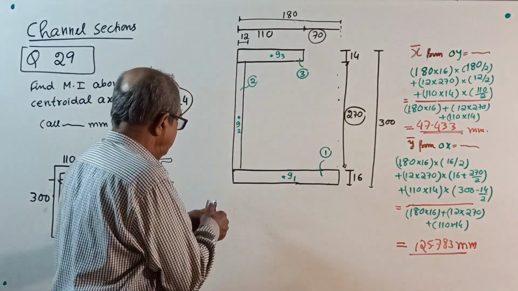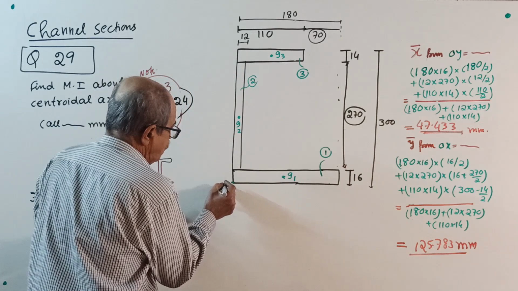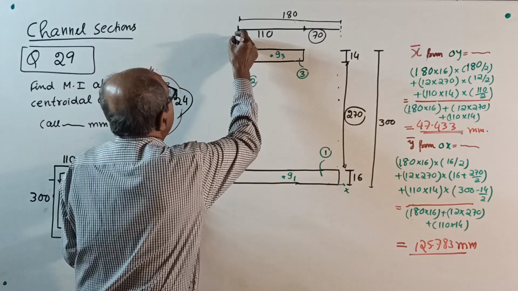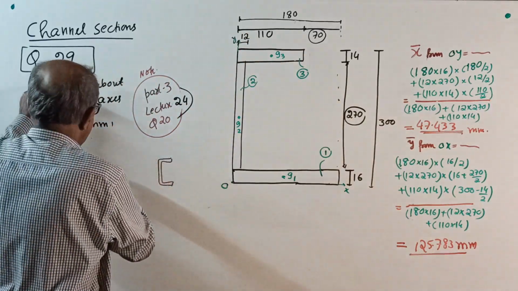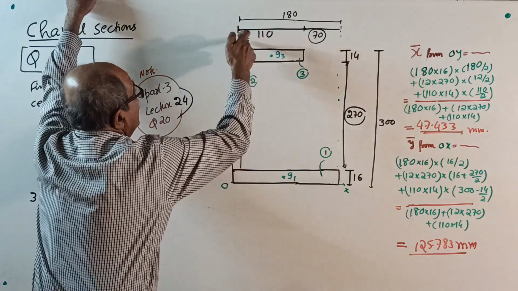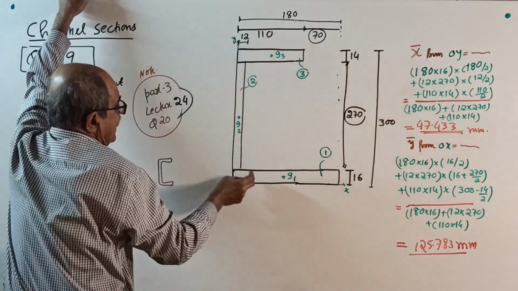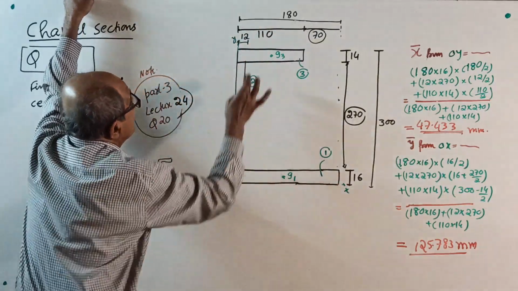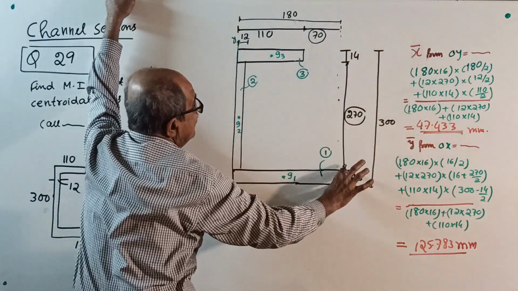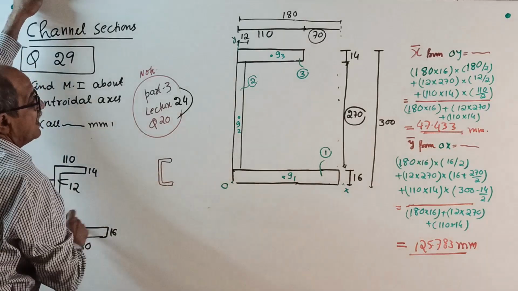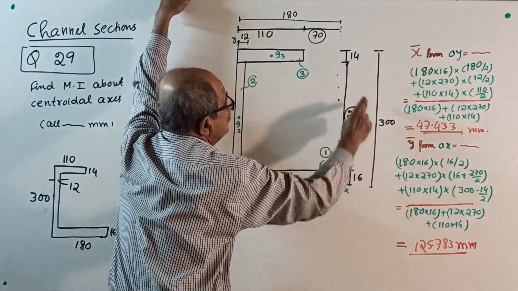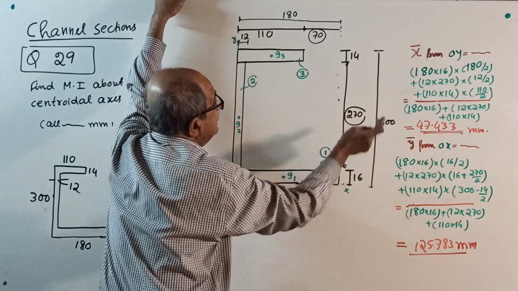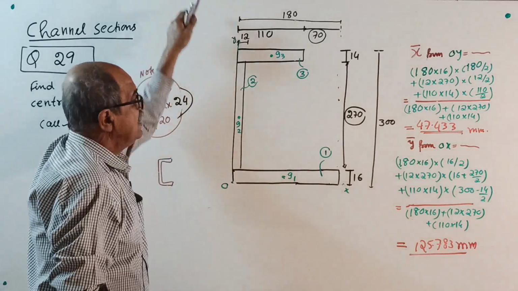We will take reference axis here. See, origin O. This way we will take X. This way we will take Y. Then divide into three parts. See, 110 by 14. Then 180 full. This full is here, 180 by 16. And this total is 300. So this depth of web, when you divide, becomes 300, subtract 16, subtract 14, you get 270.